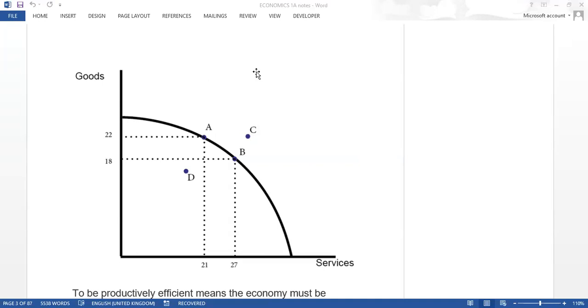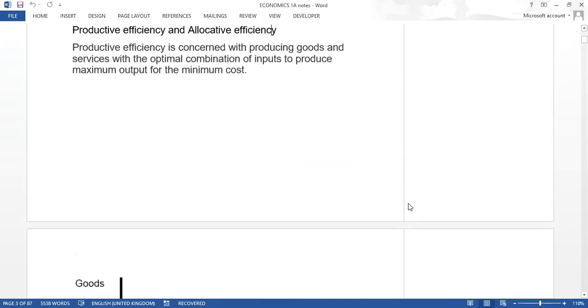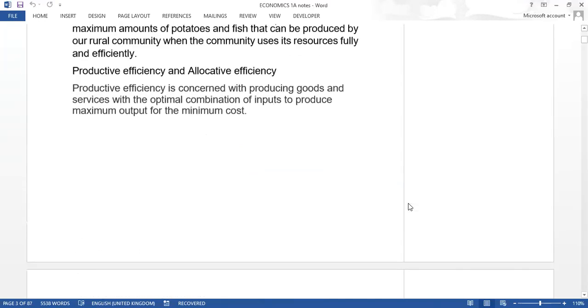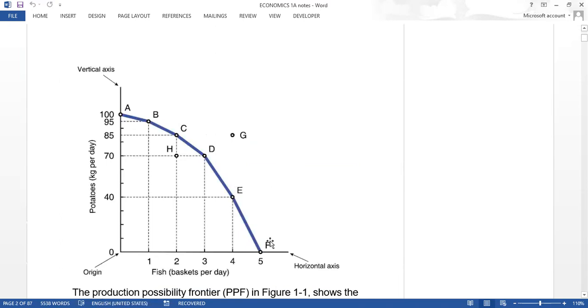All right, so someone is asking a question. Is point H considered an equilibrium? Let me see the point H that you are referring to. All right, so you're asking about this particular scenario here. Okay. So point H is not the equilibrium.